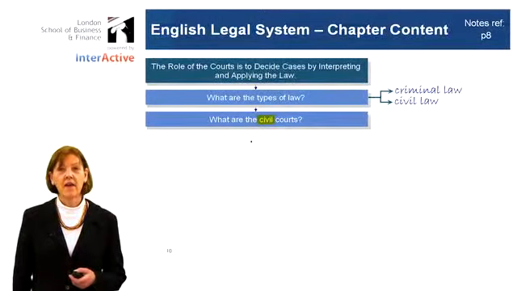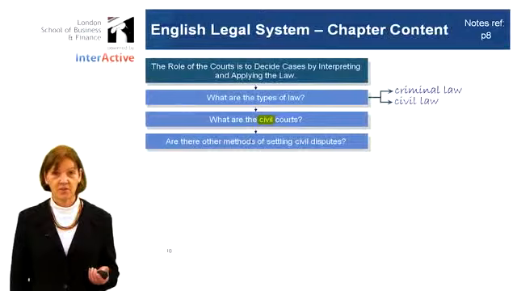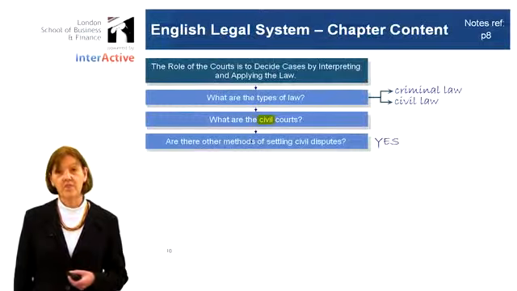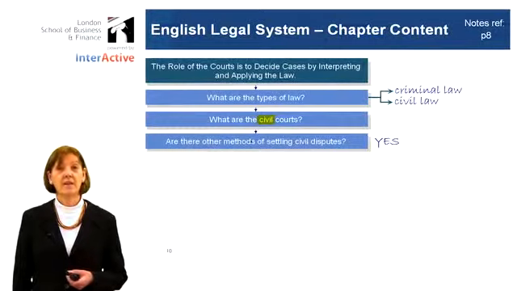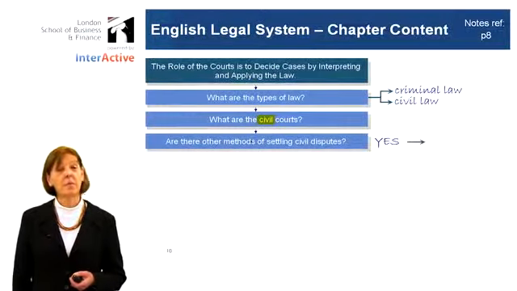I then ask, are there other methods of settling civil disputes apart from going to court? And the answer is yes. Actually, there's quite a number of different ways of settling civil disputes. Perhaps the most common is the parties get together and simply come to an agreement. They make a compromise. We call that settlement out of court. You may have heard of things also like mediation and arbitration. But the only alternative method of settling disputes, which is within your syllabus, is tribunals. So that's what we'll be looking at.